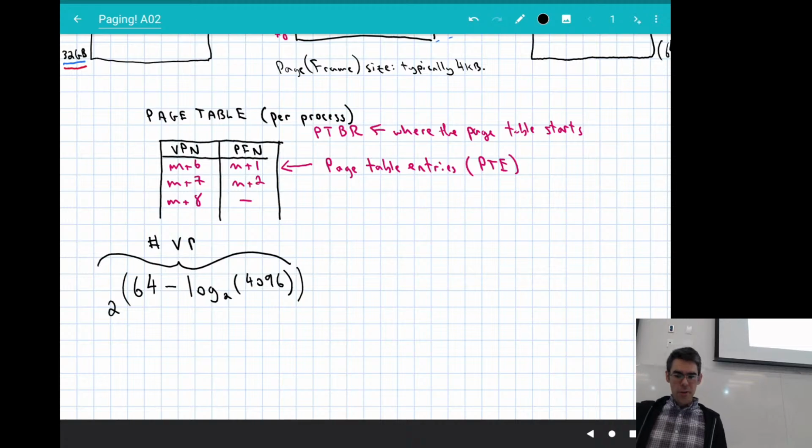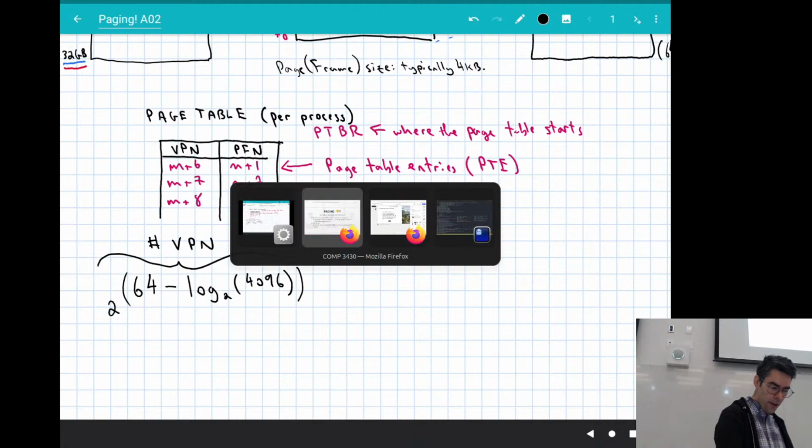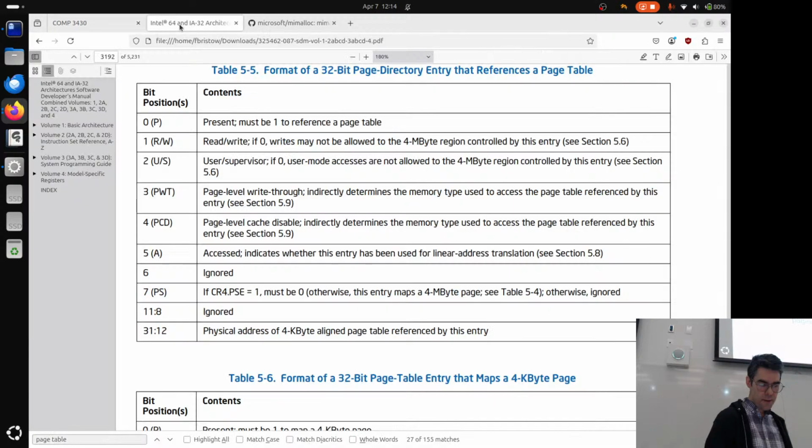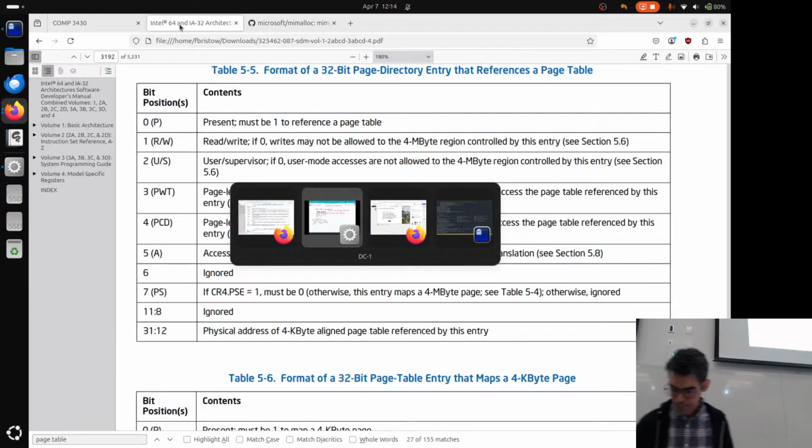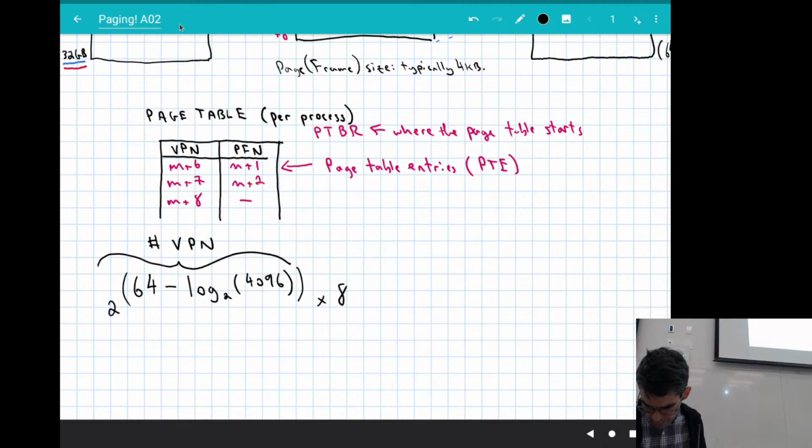The page table entries that we've got, and I'm going to pop back here to this multi-thousand page document. These ones are 32-bit page table entries, but in our modern systems, we've got 64-bit page table entries. And so they're going to be 8 bytes in size. We might have a bit of a problem here.